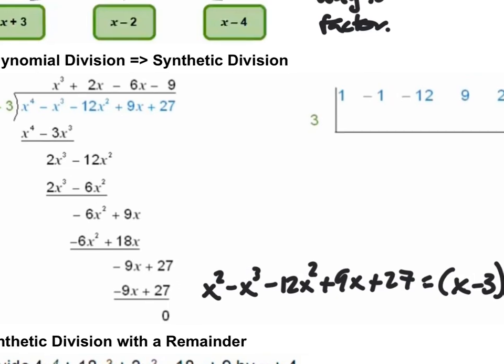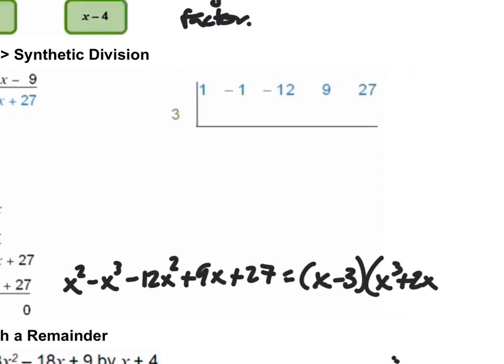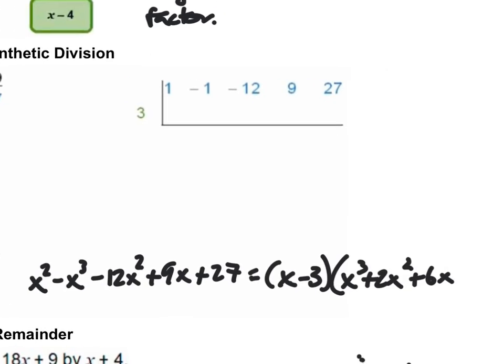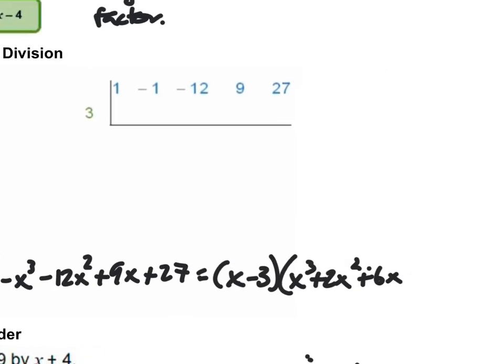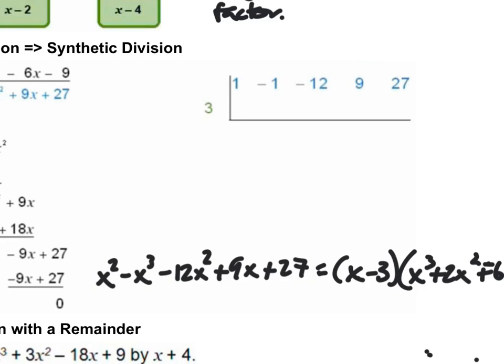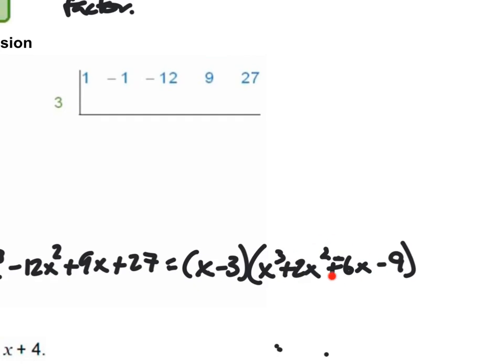squared, there should be a squared there, that's a typo, plus 6x, or minus 6x, and then minus 9. And that's the idea: I've factored out this x minus 3 from this big polynomial, and you're left with this as a result. And you can continue to factor that or do long division on that.